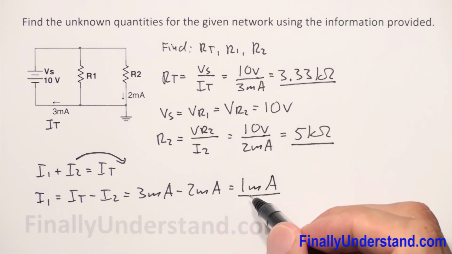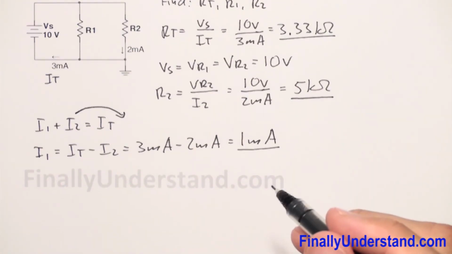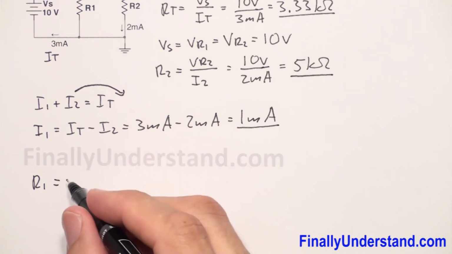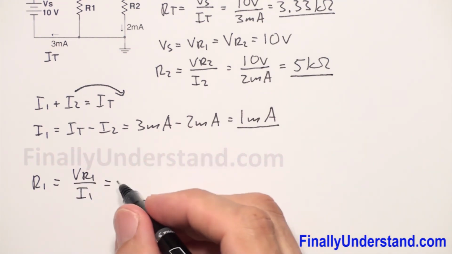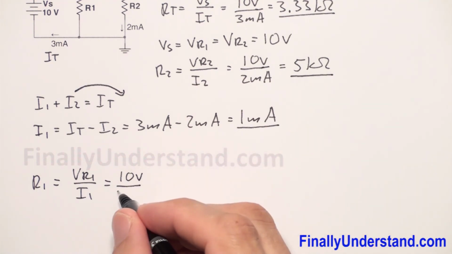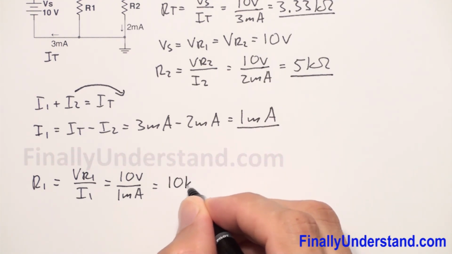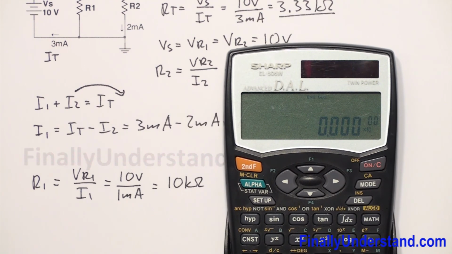Now, when I have the current I1 and I have the voltage across resistor R1, we can find the resistance R1. So I write R1 is equal to VR1 over I1. VR1 is equal to 10 volts over I1, which is 1 milliamp. This is equal to 10 kilo ohms. Let's see how we plug this into the calculator: 10 divided by 1 exponent negative 3. This is equal to 10 kilo ohms.